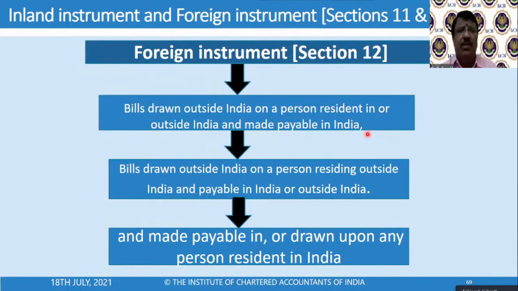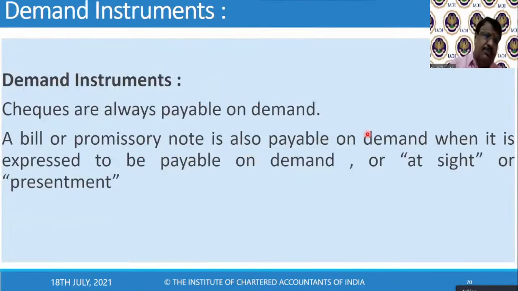Foreign instruments are very much there. For example, when you are in export or import, this happens regularly. A letter of credit basically has an underlying bill of exchange. Okay. Foreign bill of exchange.